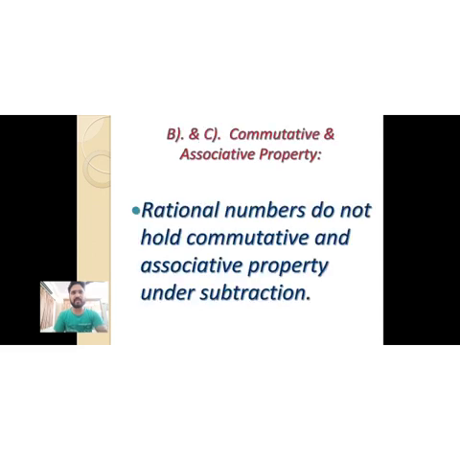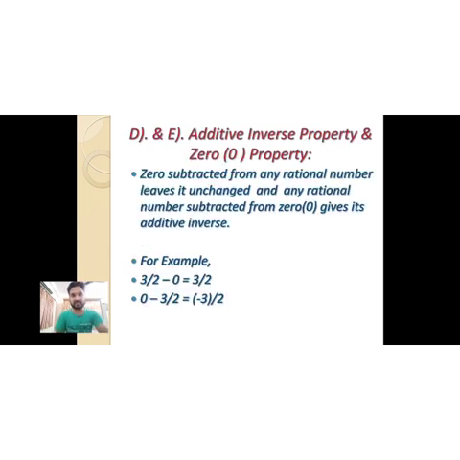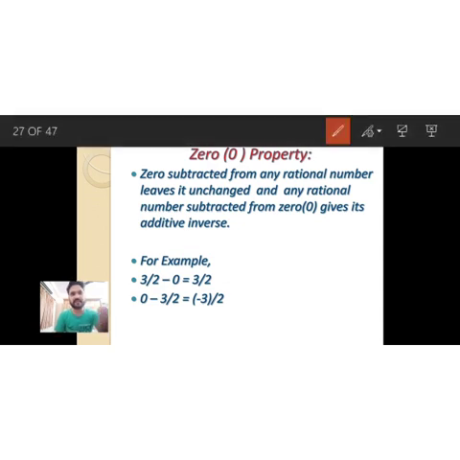So closure property holds, and as I told you, commutative and associative properties, the rational numbers do not hold commutative and associative properties under subtraction or division. Okay, in the division section we are going to study this. Now D and E, the additive inverse property and the zero property. Now here is a simple answer. 0 subtracted from any rational number leaves it unchanged, and any rational number subtracted from 0 gives the additive inverse. These are the 2 points.